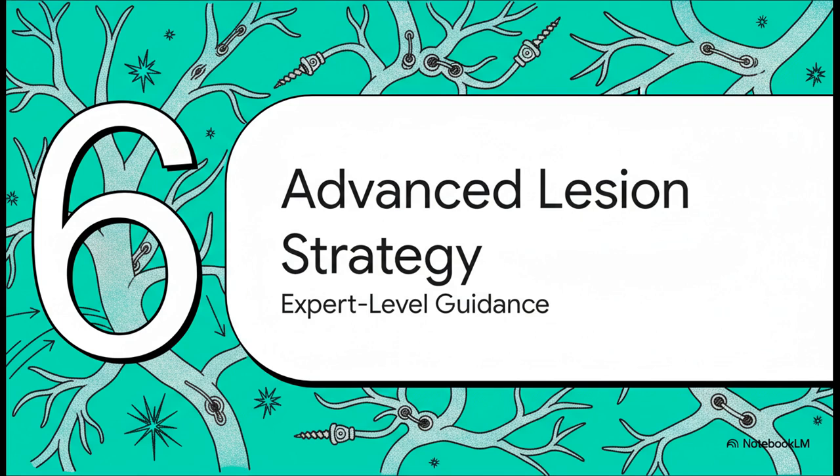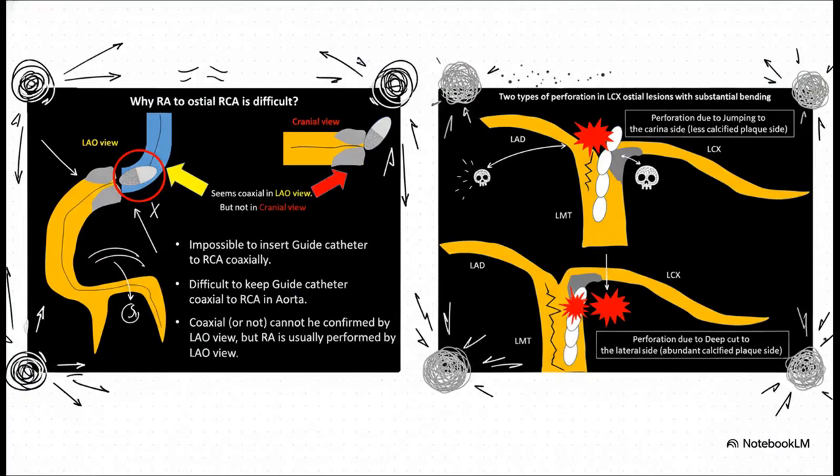All right, our final section, number 6, advanced lesion strategies. This is expert-level guidance for some of the highest risk scenarios. Certain osteal lesions present unique challenges. For the osteal RCA, the problem is you can't get true coaxial guide support, which means you're at high risk for non-uniform ablation. In osteal LCX lesions, you've got this dual perforation risk.